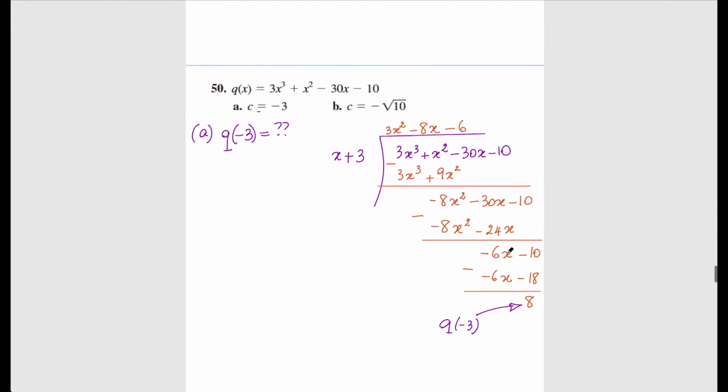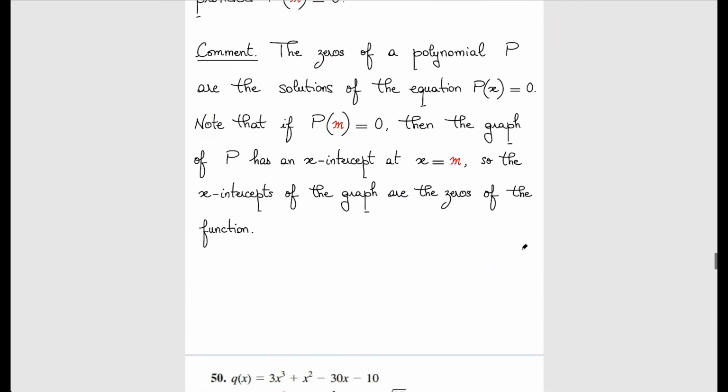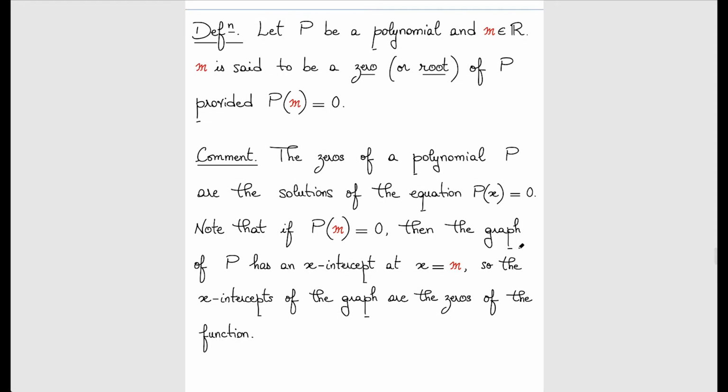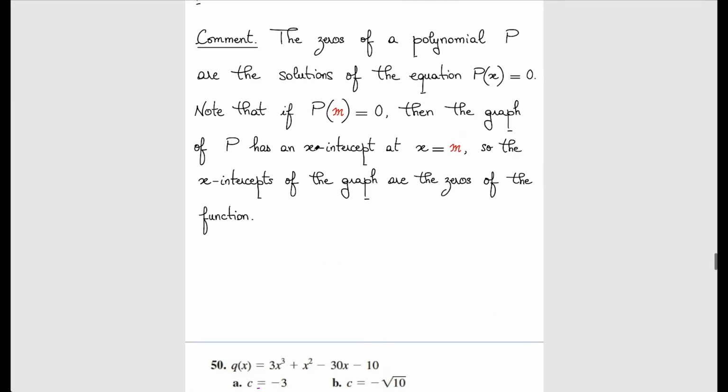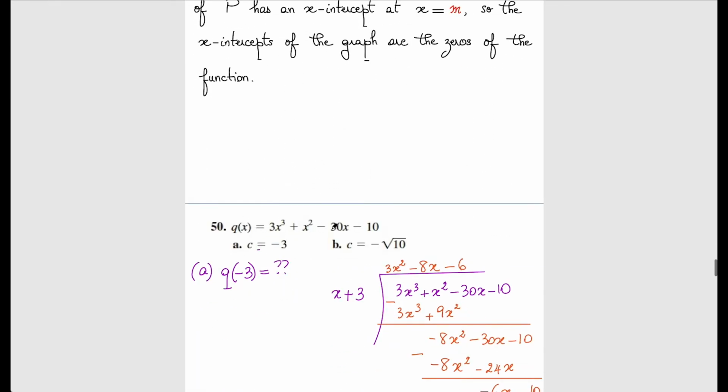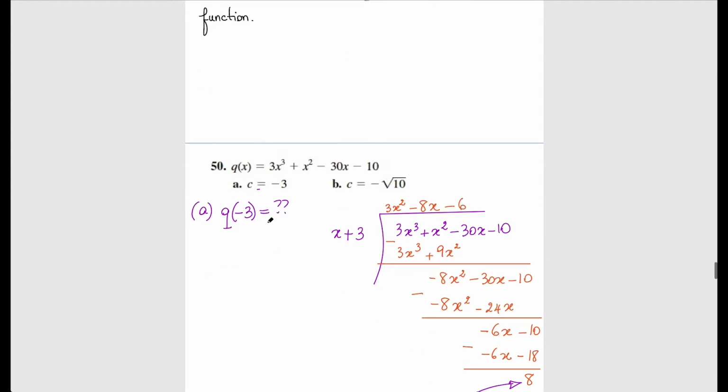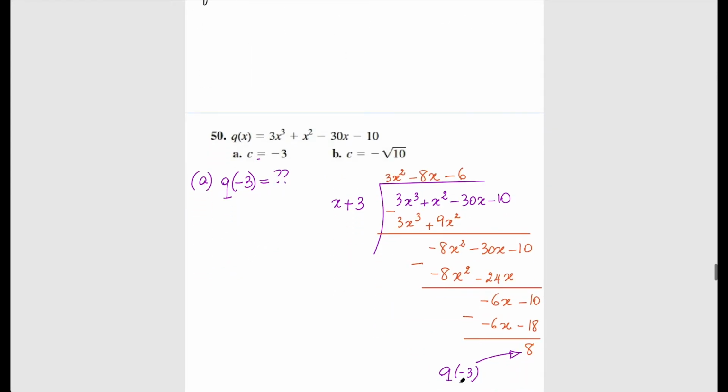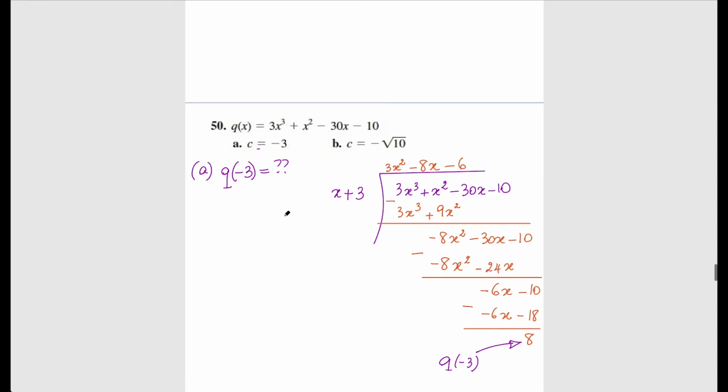What's a 0 again of a polynomial? A 0 is a number so that you plug it into the function, the polynomial, and you get the output 0. So if we plug in negative 3 in this function, do we get 0? They wanted us to do it this way, and it happens that if you actually plug in negative 3 in the function q, you're going to get 8, which is not 0, and hence negative 3 is not a 0 or a root of the polynomial q, right?